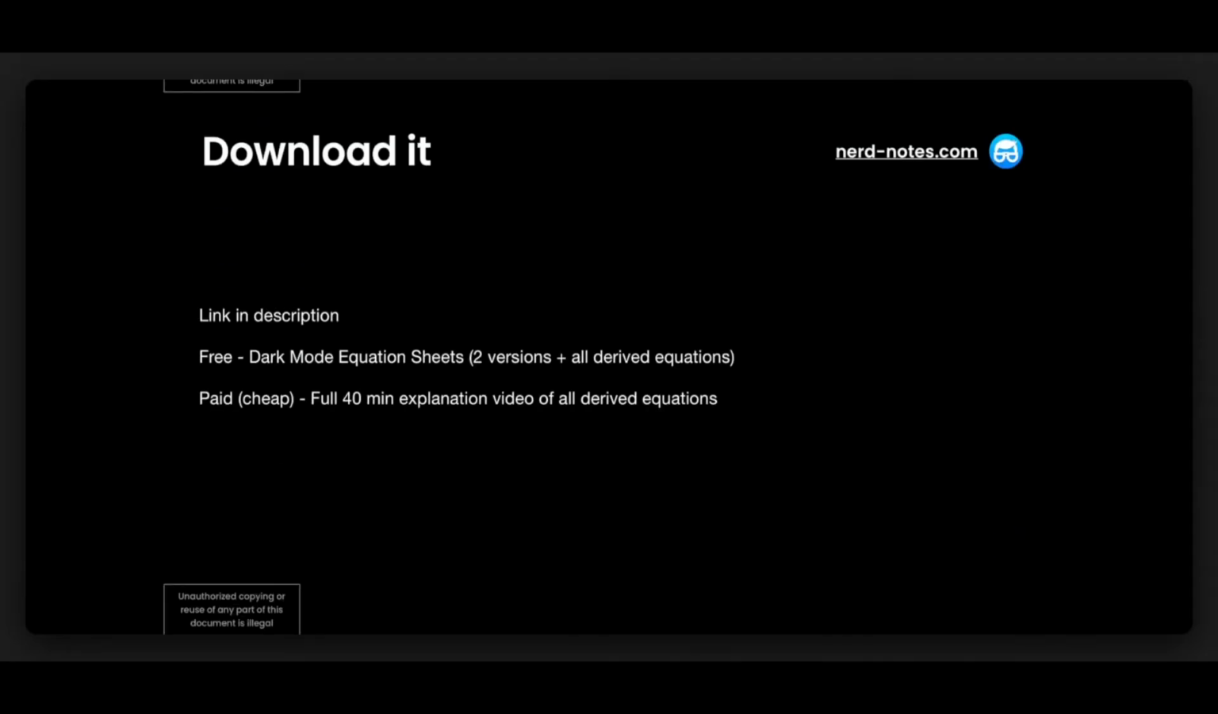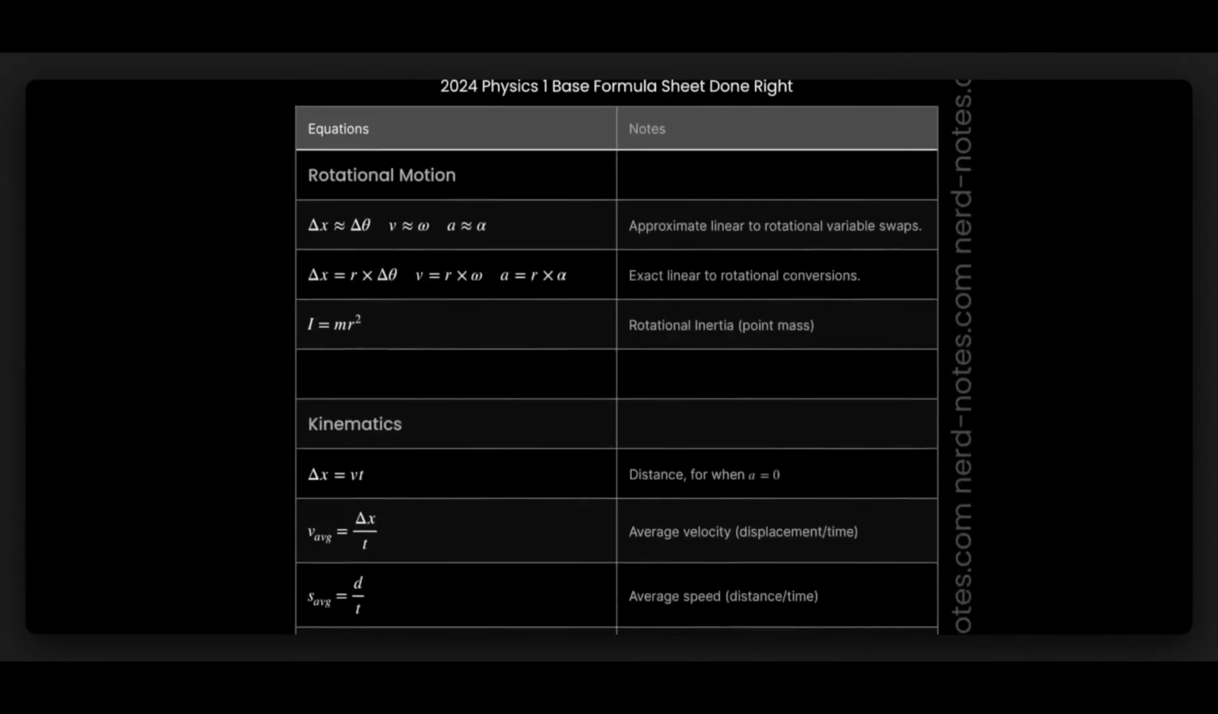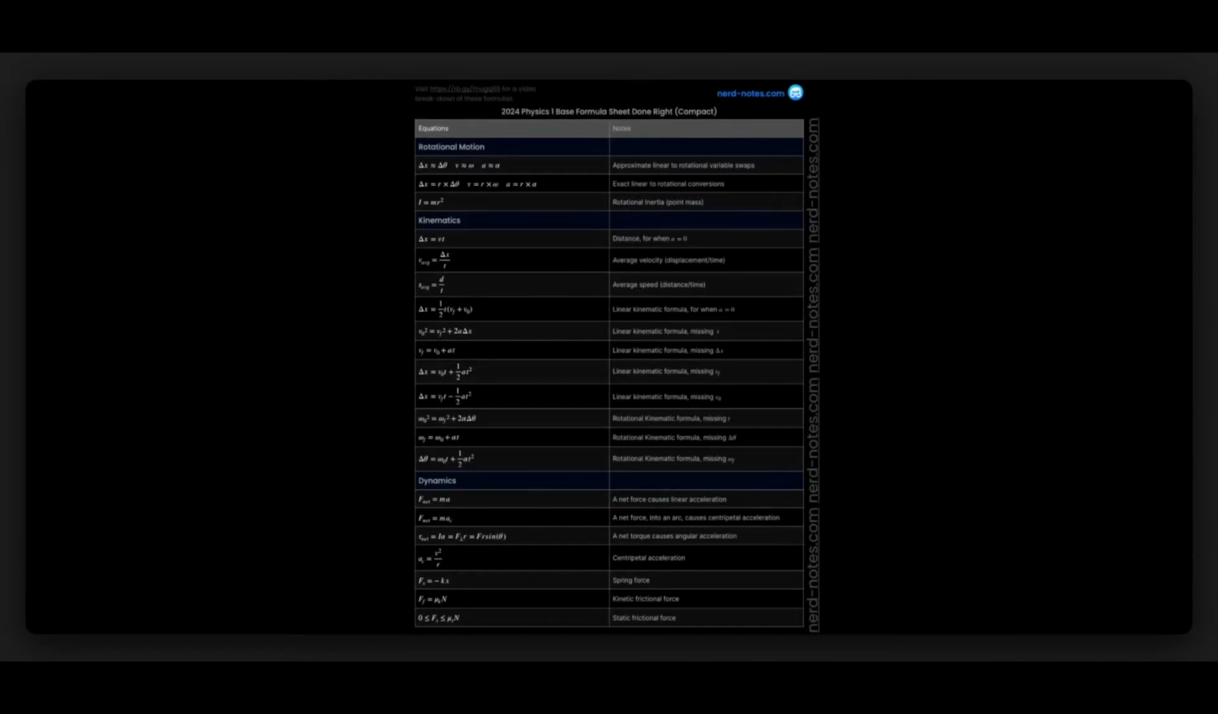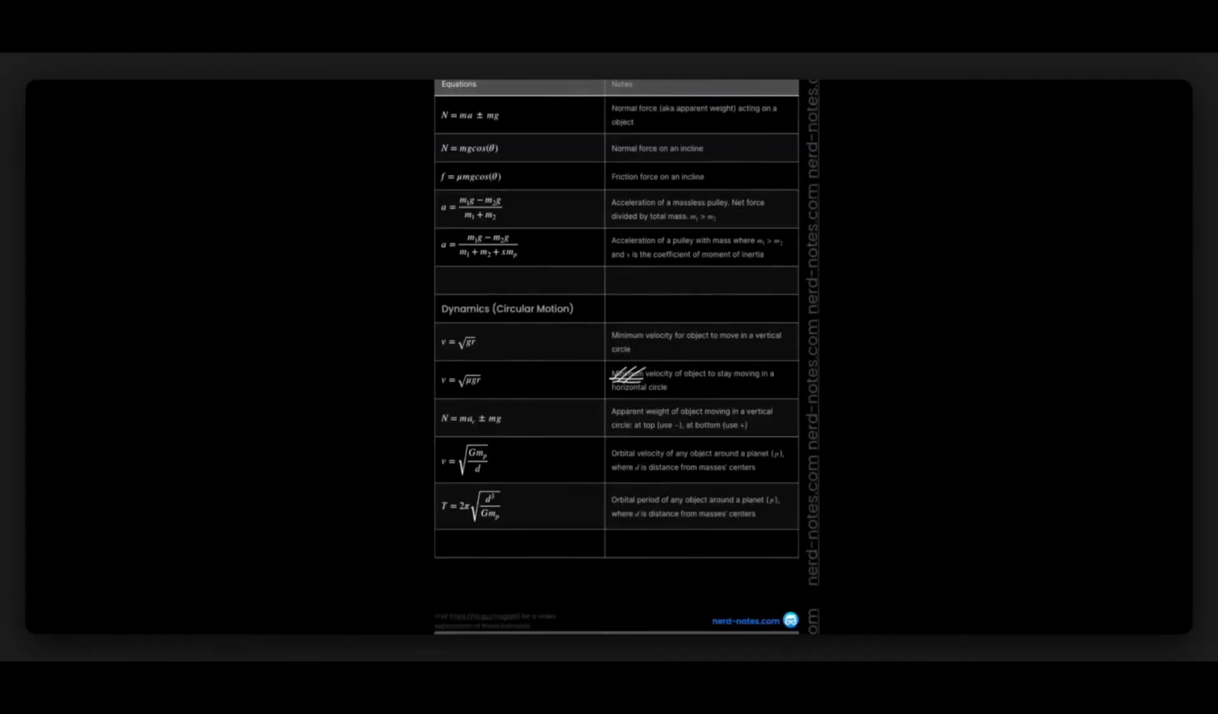You can go ahead and download these equation sheets I mentioned. These are just a quick preview. So here's the first one. Here's the second one. This is the same exact thing, but it's more condensed. And then this is the derived formula sheet here.